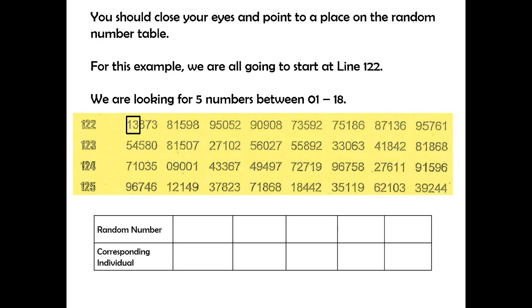So first number we would choose is 13. Then we would go across: 287, no good. 38, no good. So the next number we would use is 15. 98, no good. 95, no good. So 05 would be our next one. 29, no good, but 09 is, and 08 is. And there are our 5 numbers. If you get to the end of the line and you haven't gotten your 5 numbers, then you would just jump to 123 and start there.